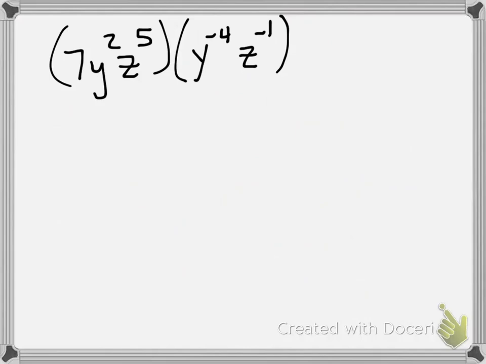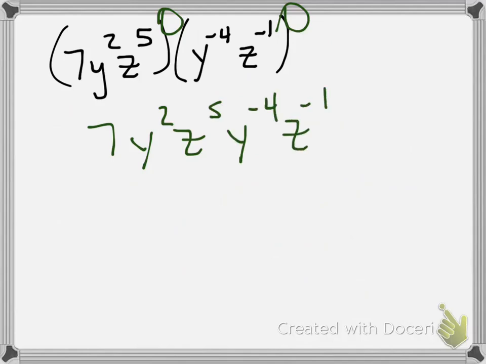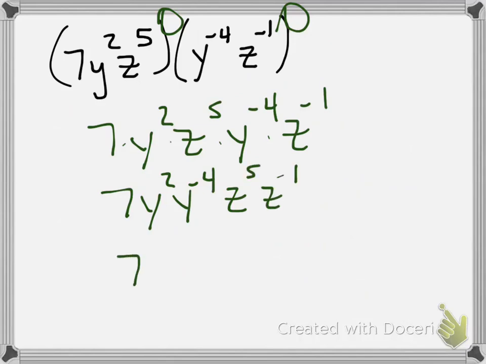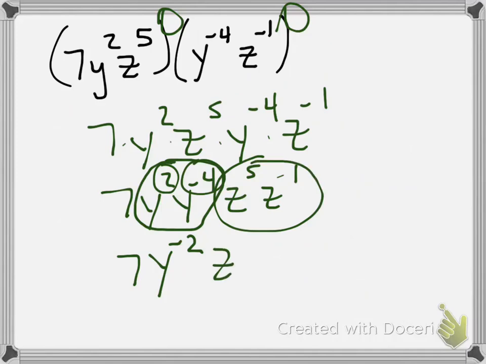Alright, this problem looks like it's harder than it is. There's not an exponent here and there's not an exponent here. So this is really just 7 times y squared times z to the 5th times y to the negative 4th times z to the negative 1. They're all just multiplied times each other. Multiply, multiply, multiply. So I can actually rearrange this and make it 7. I can put the y's next to each other, and I can put the z's next to each other. And the reason that makes it easier for me is because 7 doesn't combine with anything, but if I simplify the y's together, I keep the base, I add the exponents, so this is 7y to the negative 2. Same thing with z. I keep the base, I'm going to add the exponents. 5 plus negative 1 is 4.